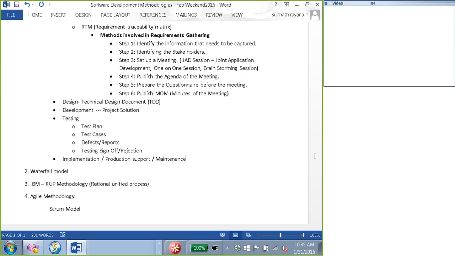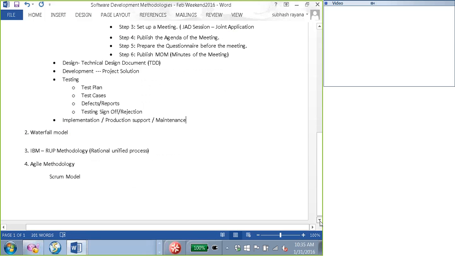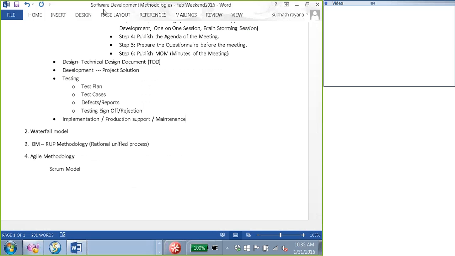Does that answer your question? Okay. Yes. It's as simple as Murphy's Law. Anything that could go wrong will go wrong. Okay, does anybody have any questions on the SDLC so far?